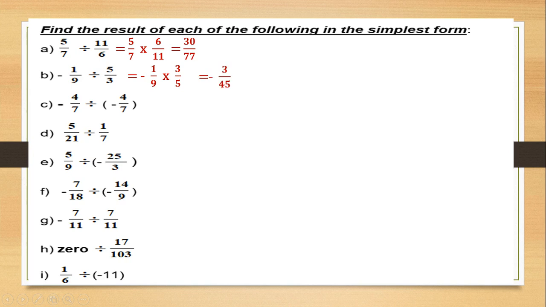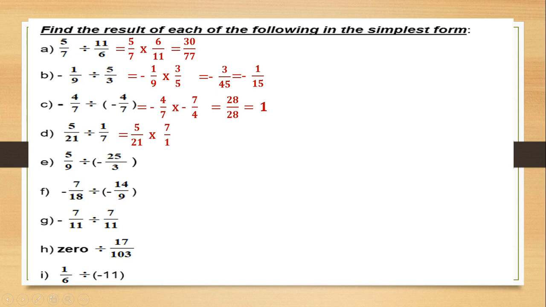Let's solve the other one also the same way: keep the first fraction to make it negative 4 over 7, change the division to multiplication, and flip the second fraction to make it negative 7 over 4, and we will get positive 28 over 28 that equals 1.